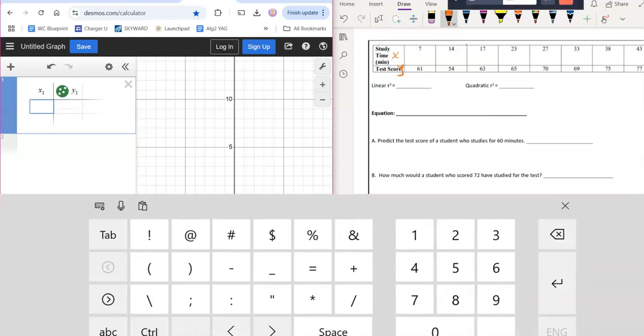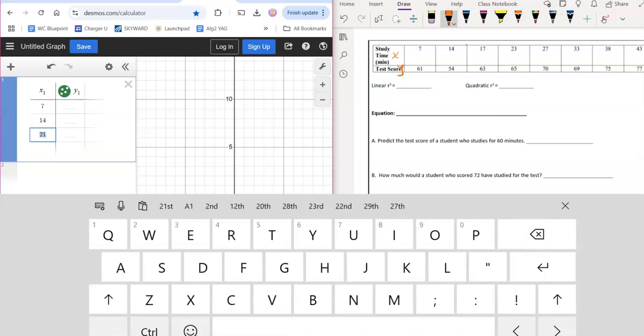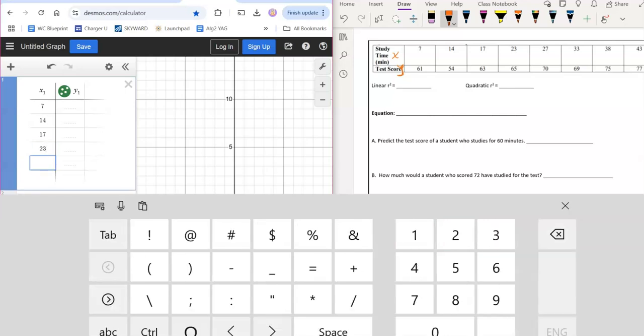So here we have 7, 15, 17, 23, 27, 33, 38, 43.